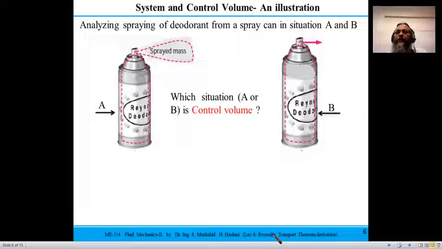So can you answer this question? Which situation, A or B, is depicting the control volume approach? Just take a pause and try to answer this. What do you think, which approach, A or B, is the control volume?